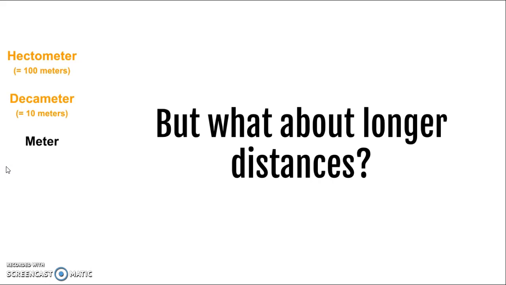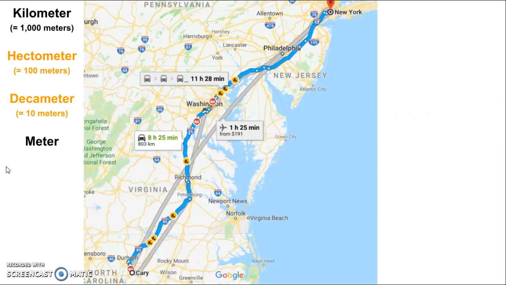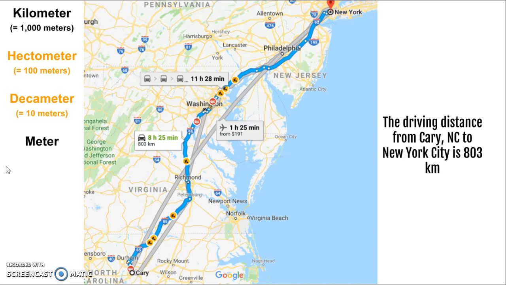Now, when we talk about great distances, such as the distances between cities, then we use a measure called a kilometer, or some may say a kilometer. Now, a kilometer is equivalent to 1,000 meters. Now, let's say we wanted to measure the driving distance from Cary, North Carolina to New York City. Well, we wouldn't want to use a small unit of measure like a meter. Instead, we use the kilometer. Now, the driving distance from Cary, North Carolina to New York City is 803 kilometers.